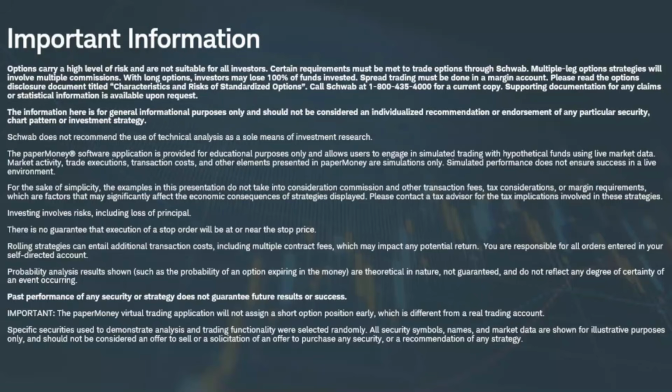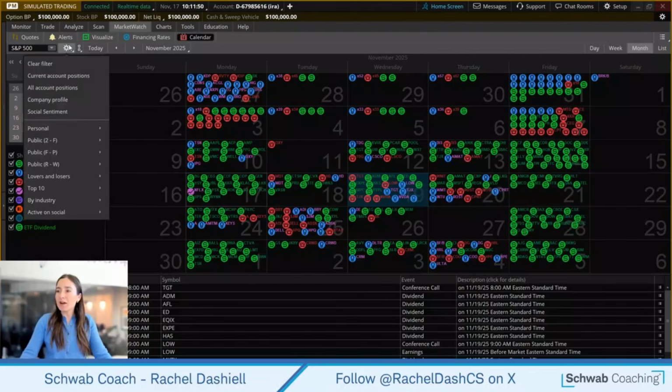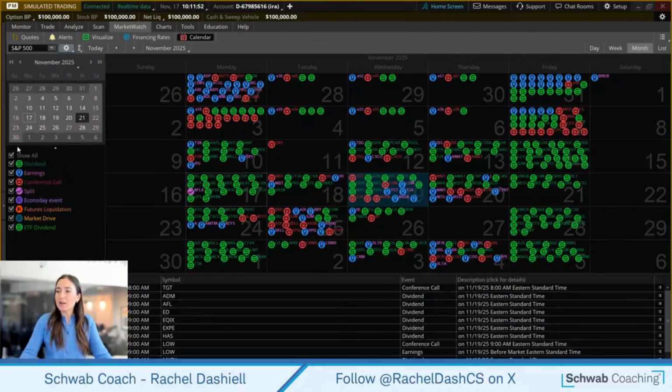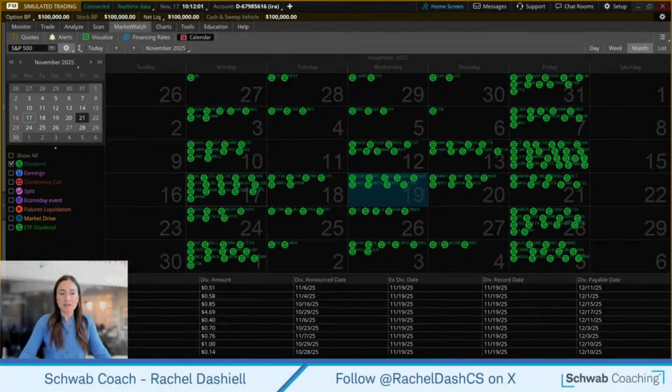So let's go into the Thinkorswim platform here and look for stocks with upcoming ex-dividend dates as an example. So we're going to start on the Marketwatch calendar tab, and I have this currently filtered right now for the S&P 500. Now what I can do is look down here on the left-hand side of the calendar and filter this just for upcoming dividend dates.